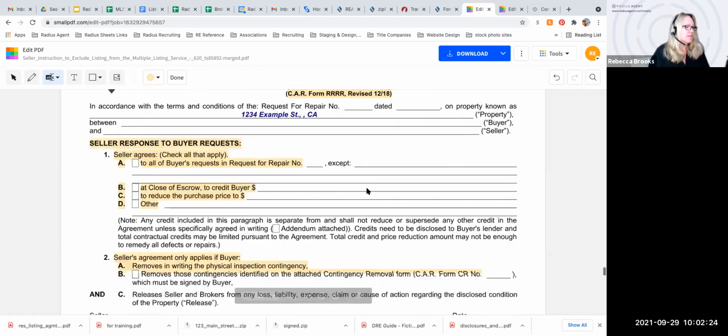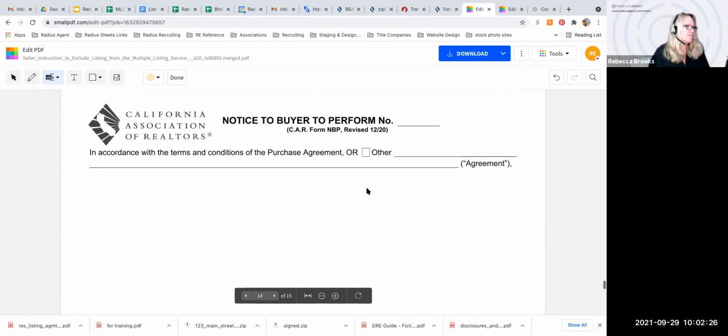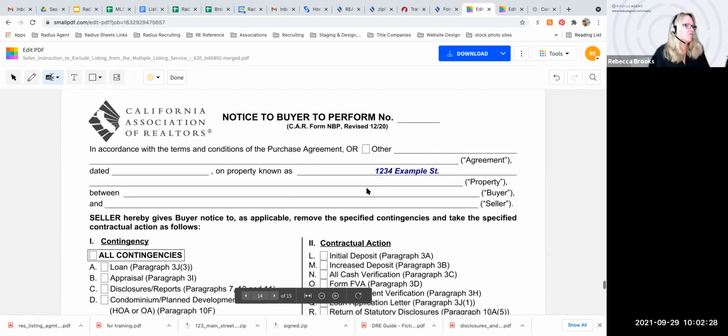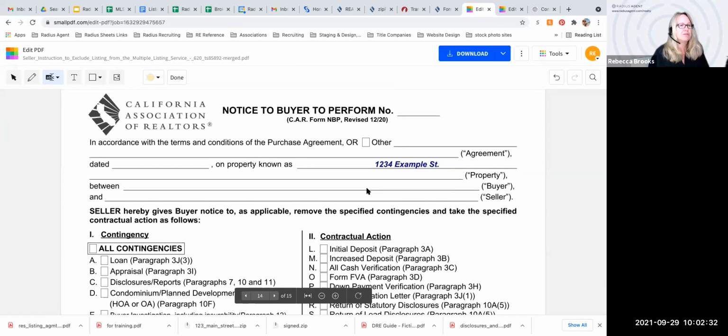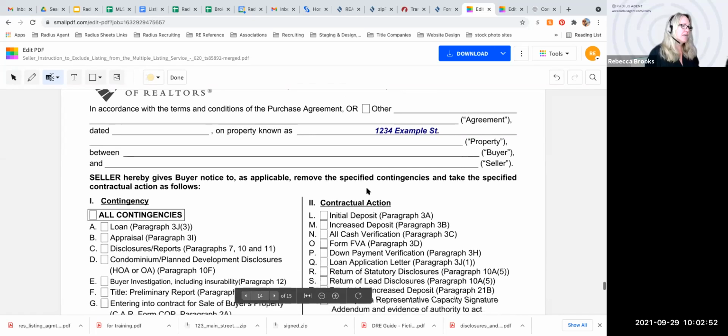All right. Let's see. What's the next form? Notice to Buyer to Perform. This is one of the most heated documents in our zipForms library. Nobody wants to get a notice to perform, right? Because that means that you have missed your deadline when you are representing a buyer. Obviously, if you're representing a buyer, you've got your contingencies. If you miss a deadline, the seller can issue you a notice to perform. And this is what it looks like.